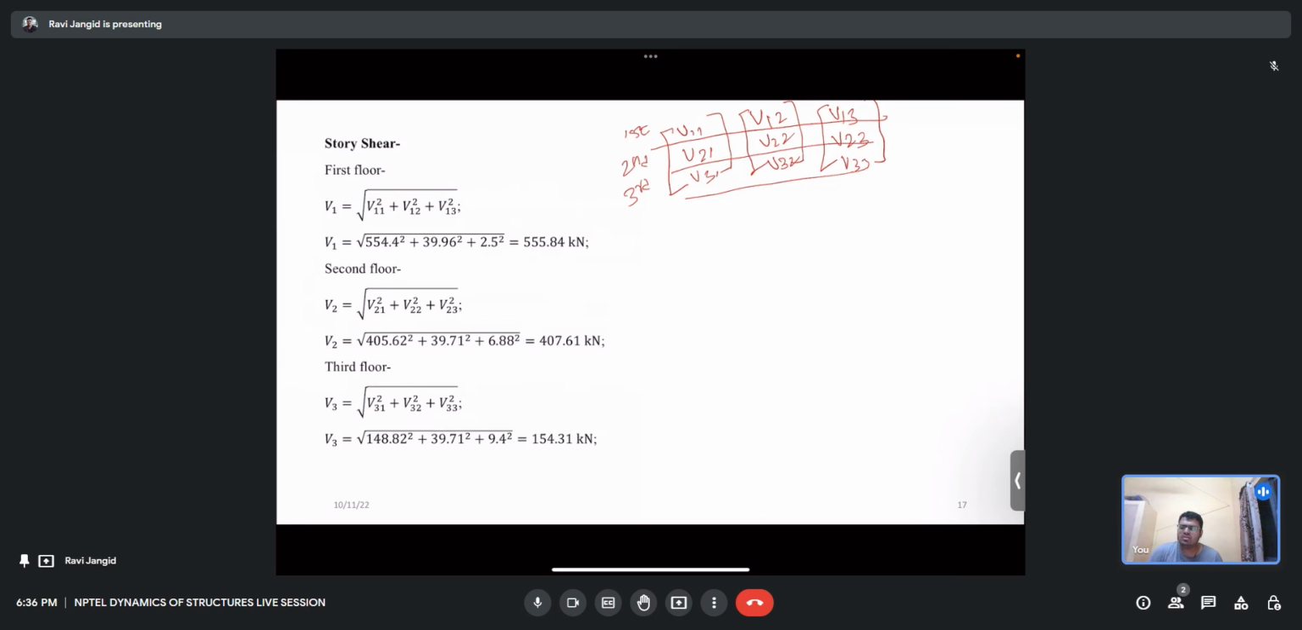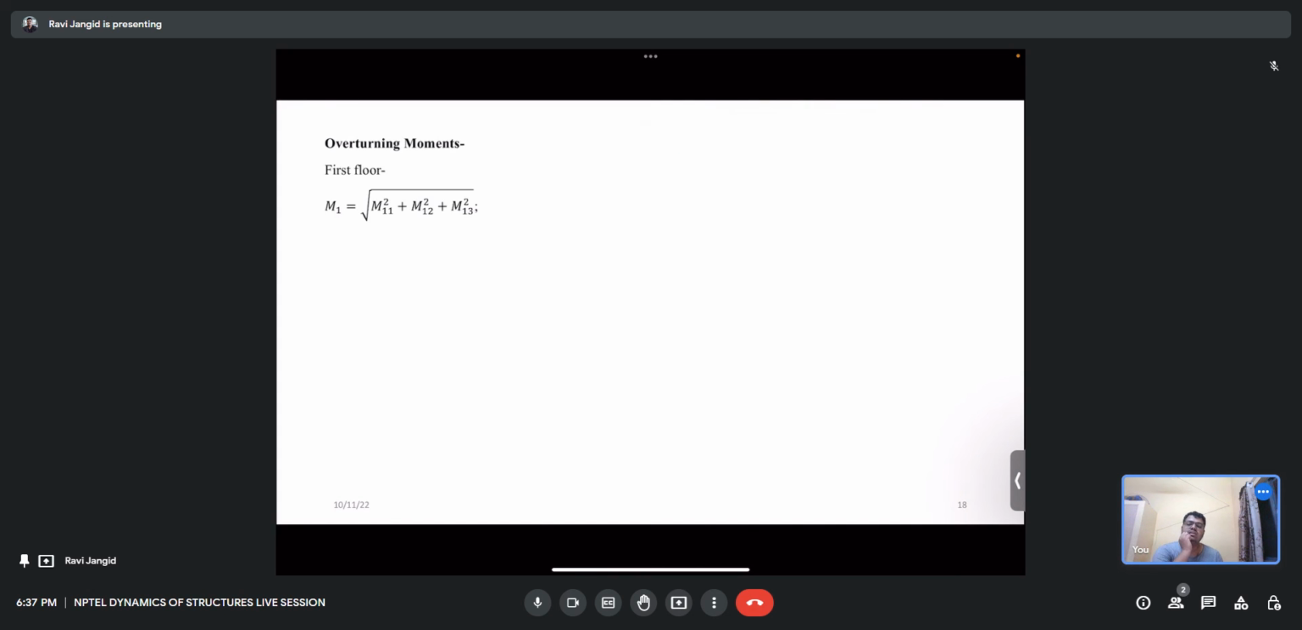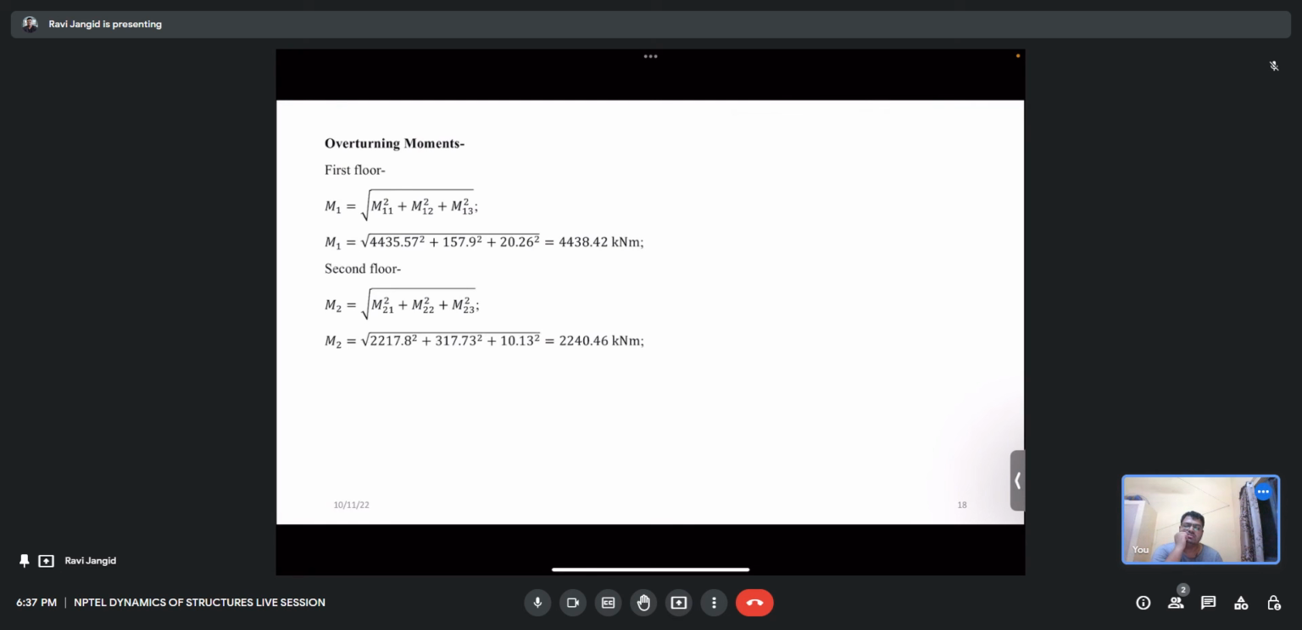We have calculated the story shears already, but you need to calculate only the combined peak responses. So V1 is 555 kilonewton, V2 is 407, and V3 is 154 kilonewton. Same for the overturning moment. We have calculated all these quantities, so you can perform the same type of calculation here, which we did earlier for the shear and the displacement. These are our base moments for the first floor, for the second floor, for the third floor. This way you can do it.